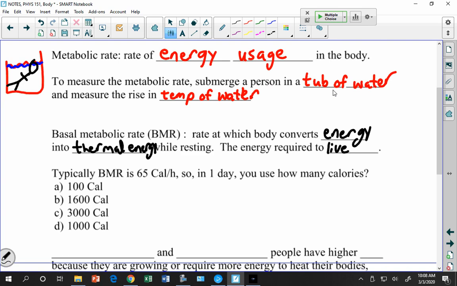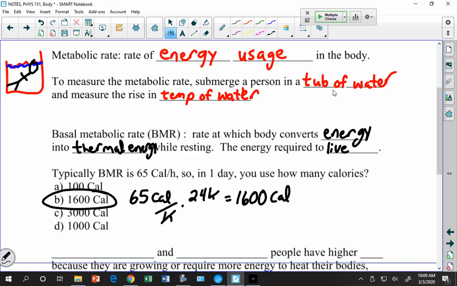You have any idea? Well, let's see. I can calculate it here. I'd say 65 calories per hour. Think about my dimensions. I would want to multiply this by 24 hours so that the hours cancel out. And if I do that, that's about 1,600 calories. So your basal metabolic rate consumes about 1,600 calories. So if you consume about 2,000 calories a day, most of that food energy is going into just making you live.